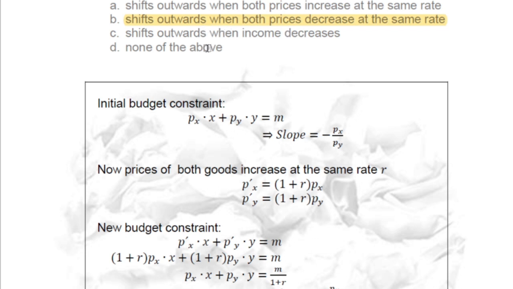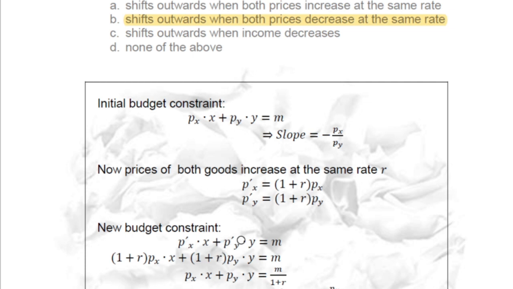So if the initial budget constraint is this one, the slope would be this. Now let's suppose that prices increase. I told you that I would do it with an increase in prices. The new prices are 1 plus r times the previous ones.